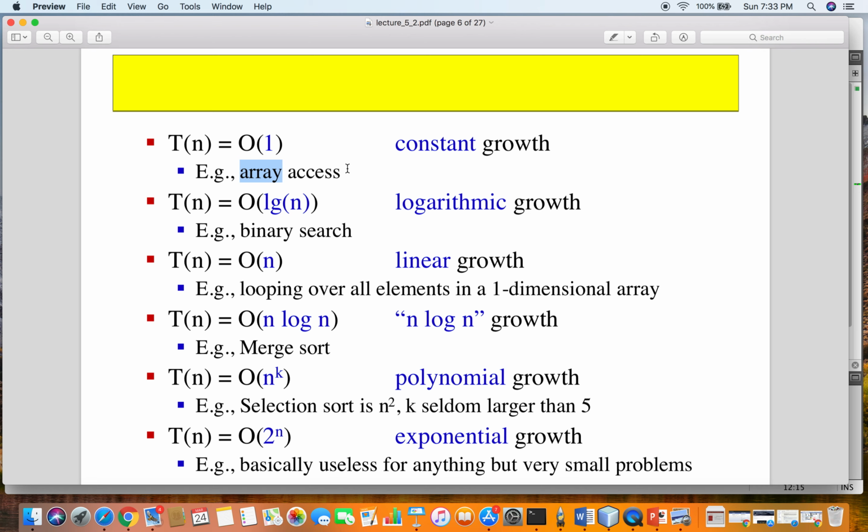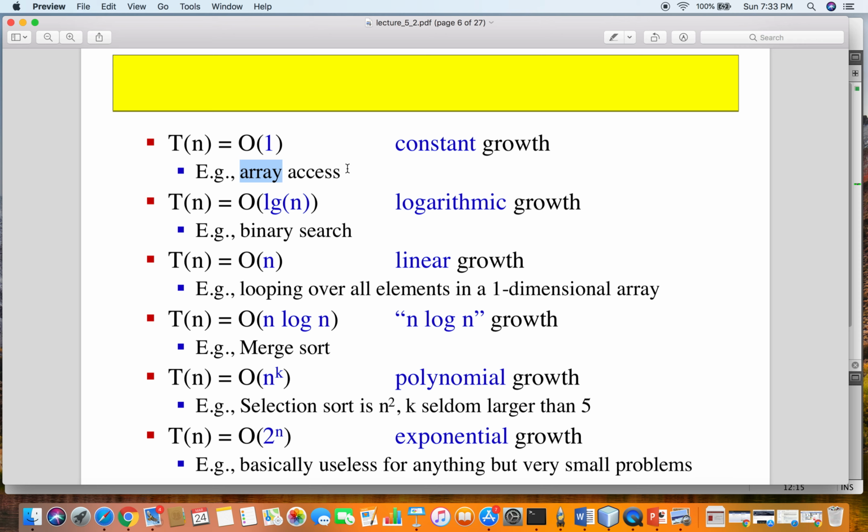So, order of growth in ascending order: T(n) = O(1), that is constant growth, for example array access. T(n) = O(log n), that is binary search. T(n) = O(n), that is linear growth, for example looping over all elements in a one-dimensional array.